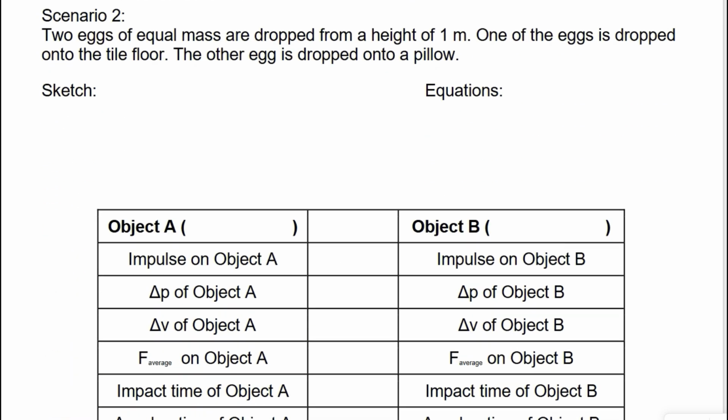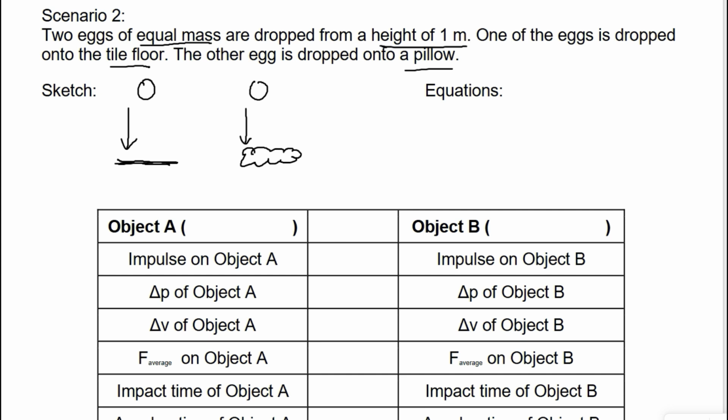Now we have two eggs of equal masses, that's going to be important, dropped from a height of 1 meter, so the same height. One of the eggs is dropped onto a tile floor, the other egg is dropped onto a pillow. To sketch this, I'm going to have my two little eggs. We know that they are dropping towards the ground. One of them is going to be dropping onto the hard surface of a tile. The other one is going to be dropping onto a pillow.